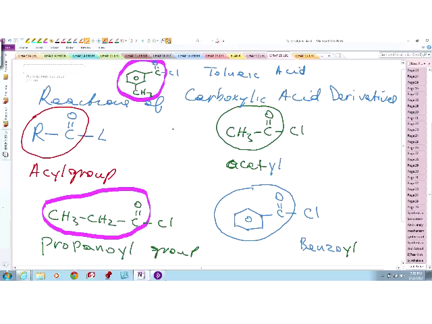Okay. So now if you remove the IC, that becomes toluic chloride. Okay. And you replace the IC with the YL. So toluyl, very hard to say. Anyway, now let us look at the reactions of this stuff.